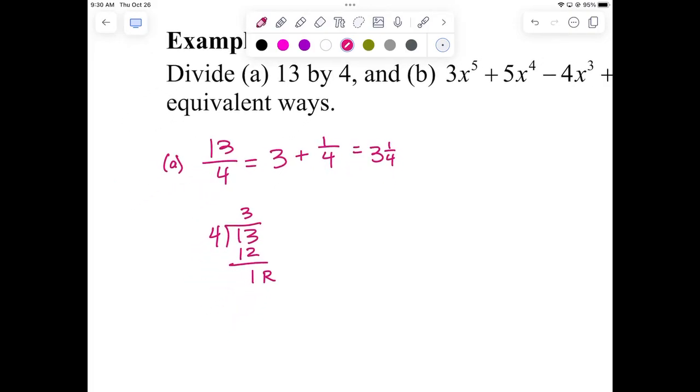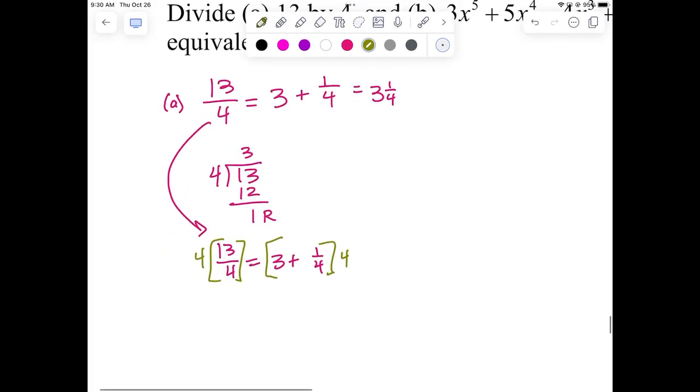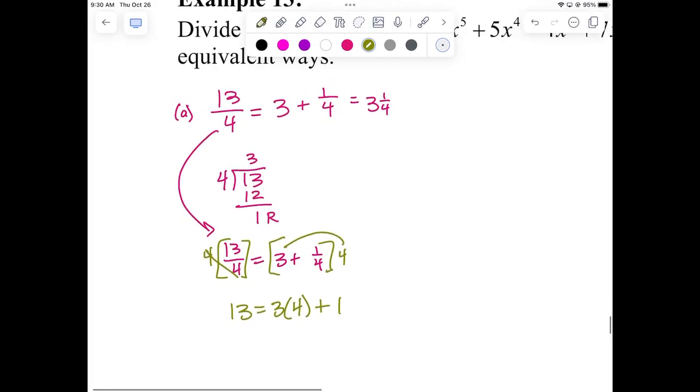Now, notice what else we could do. If we bring this down here, I can also write it a slightly different way. If I simply multiply both sides by 4, the 4s divide out. I get 13 is the same as 3 times 4 plus 1. That's really kind of the same sentence, isn't it? 13 is 3 times 4 plus the remainder 1.